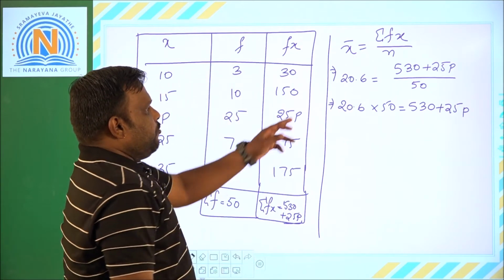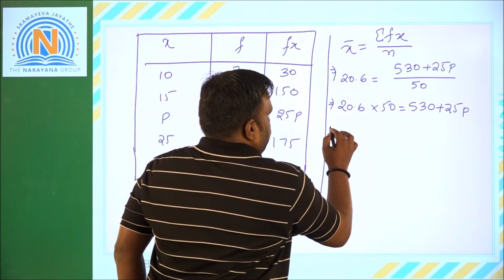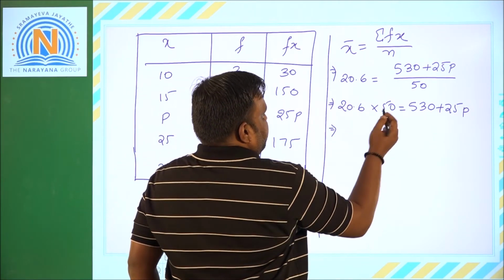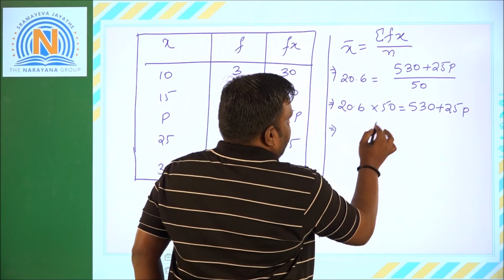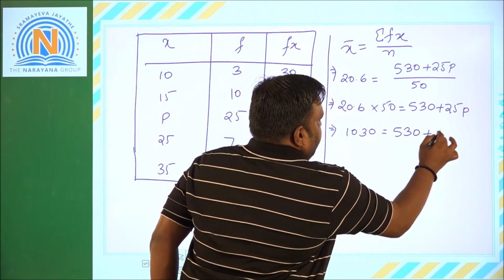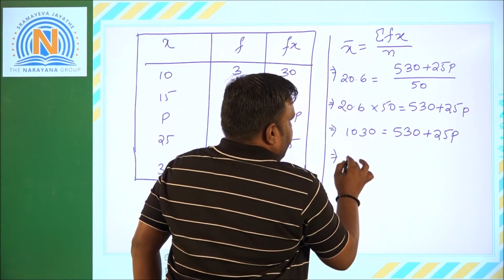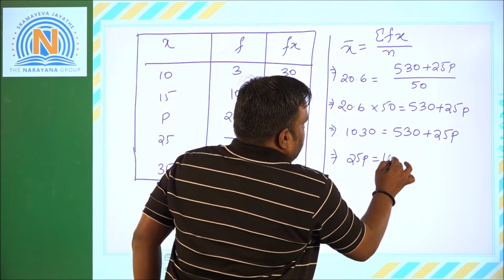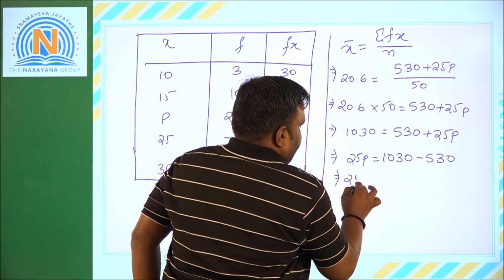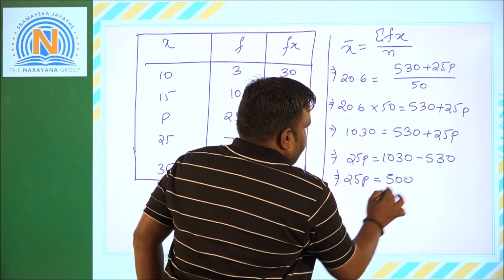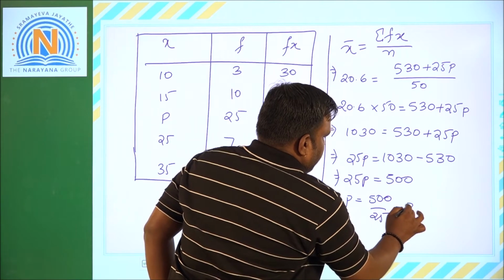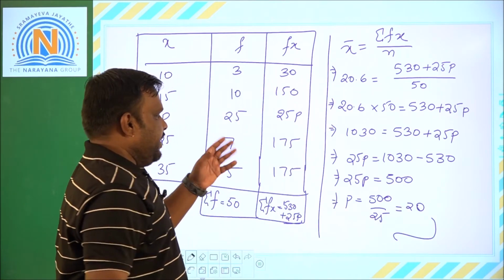Next, 20.6 into 50. When you go for this multiplication, the decimal and this 0 will move off. 206 into 5 is 1030, equal to 530 plus 25p. So from here 25p is equal to 1030 minus 530. So 25p is equal to 500. From here p is equal to 500 by 25, that is 20. So the p value is 20 in this case.